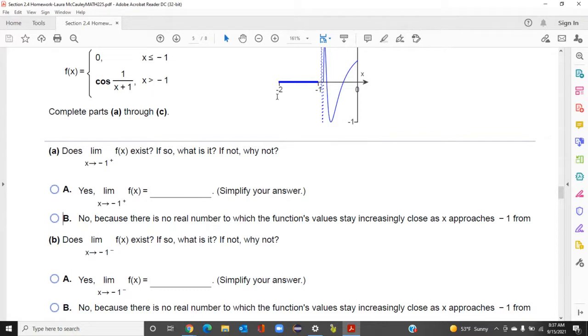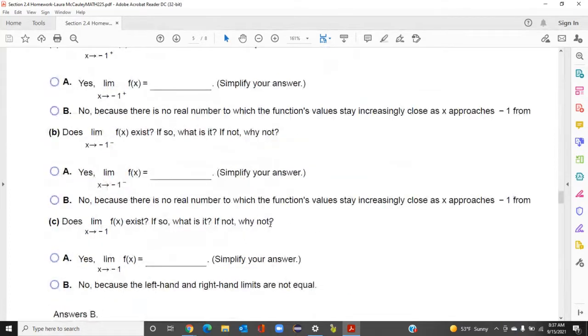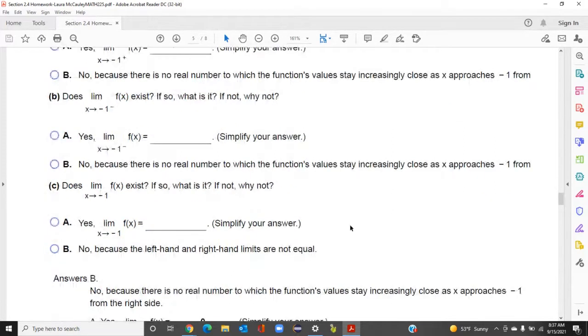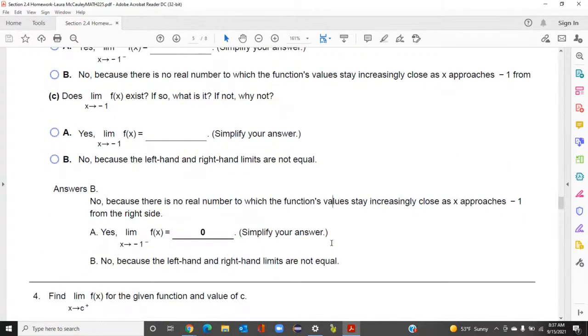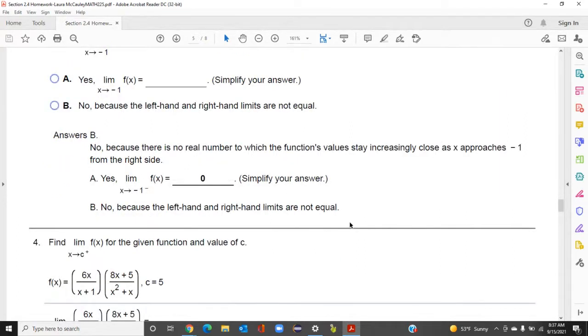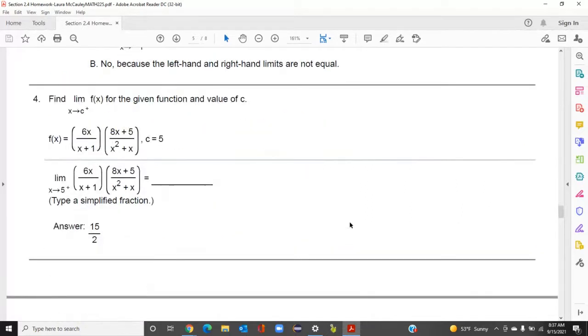Now, as you come into -1 from the left, it's 0, right? If you look at the y value there, it is 0. So that is yes, and it's 0. C says, so does the limit exist in general? And you would say no. The right-hand limit doesn't even exist, so they're definitely not equal to each other. So we'll go with B there. No, because the left and right aren't equal. So remember, you have to be equal from the left and right. So here are the answers. No, because it's not getting anywhere. From the left, it's 0, and no, because they're not equal.